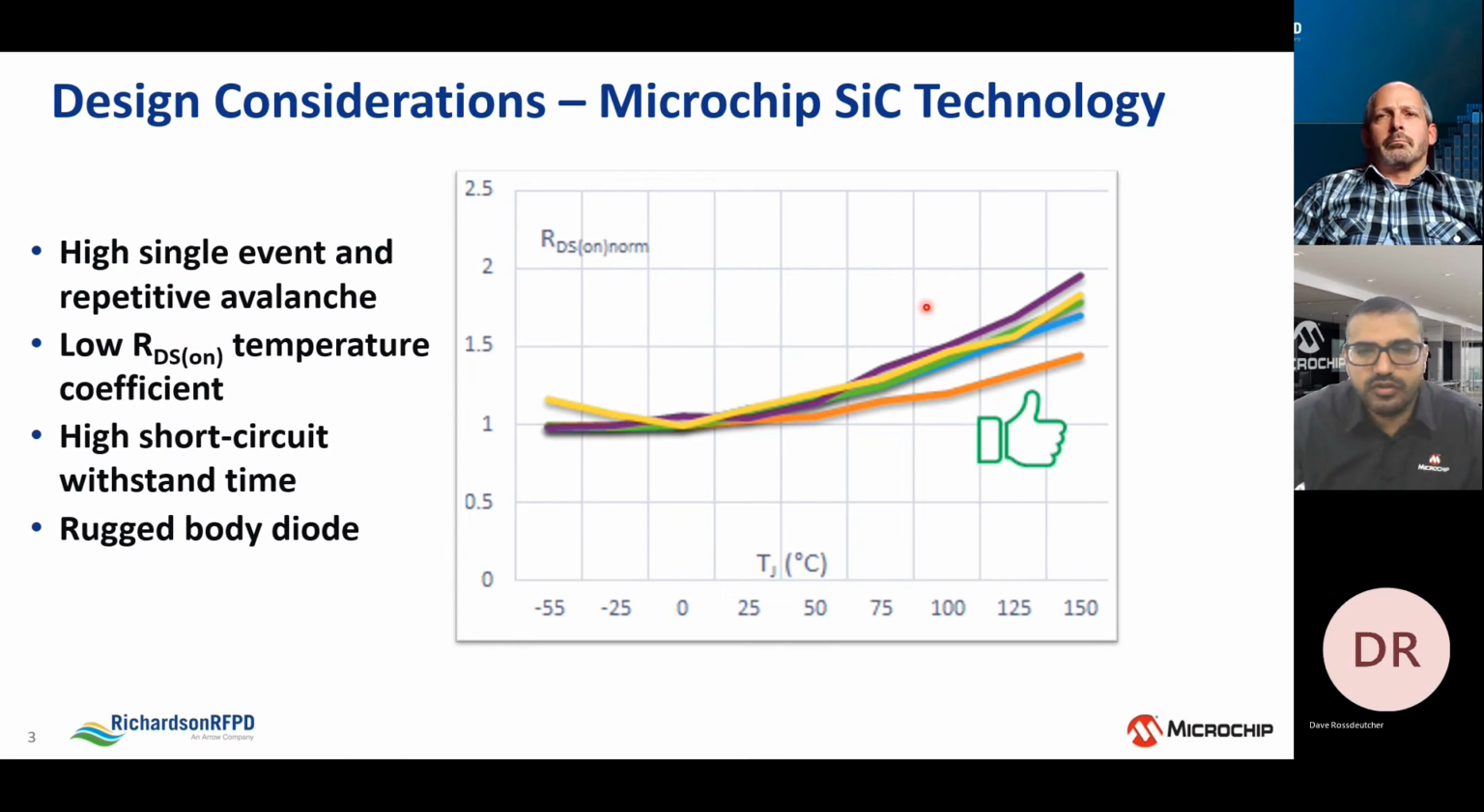And you see this in the graph shown here, in orange is the Microchip devices. Our 1200 volt family, you're going to have about 45 to 50% increase over temperature, whereas our competitors will be higher than that.